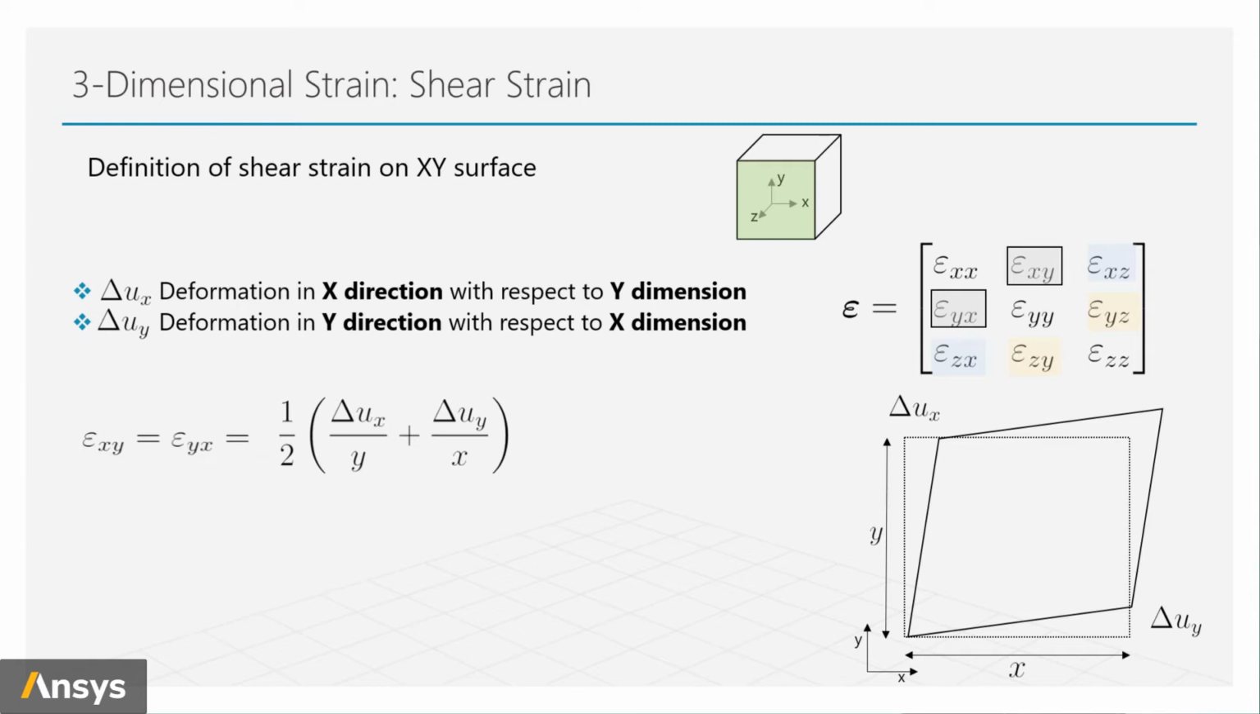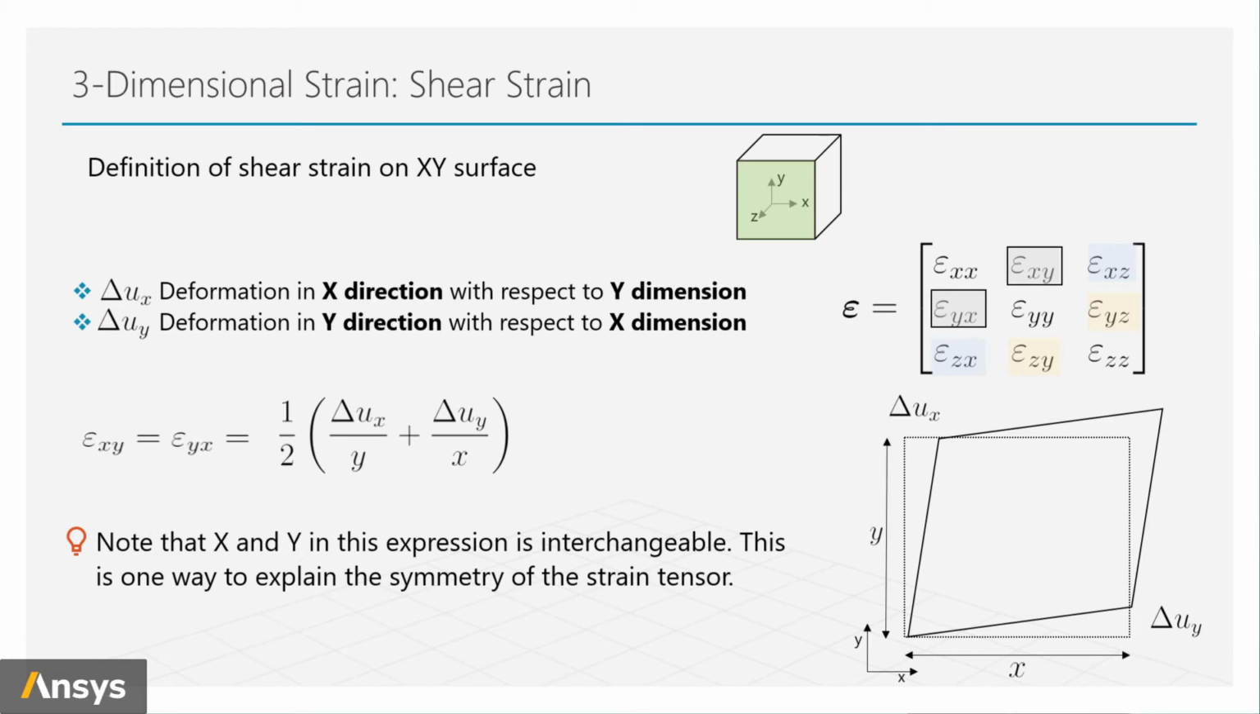Note that for small deformation, we can equate the tangent of an angle to the angle itself. So basically, the shear strain records the angle change between the 2 edges of the cube. Another look at this formulation, we can see that the terms with x and y are interchangeable, which means if we exchange the location of x and y here, we'll have exactly the same expression. And this is one way to explain the symmetric feature of the shear strain components. For shear strain on the xz and yz planes, the deformation will follow the same way.